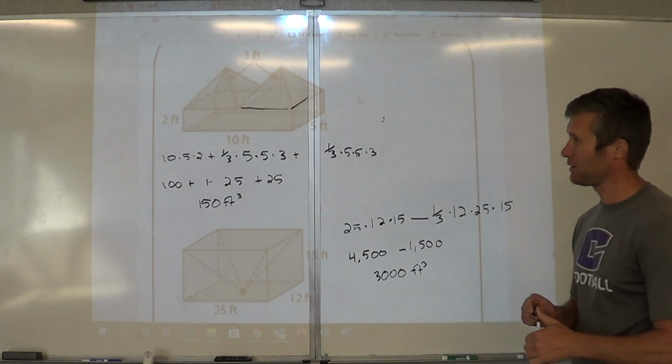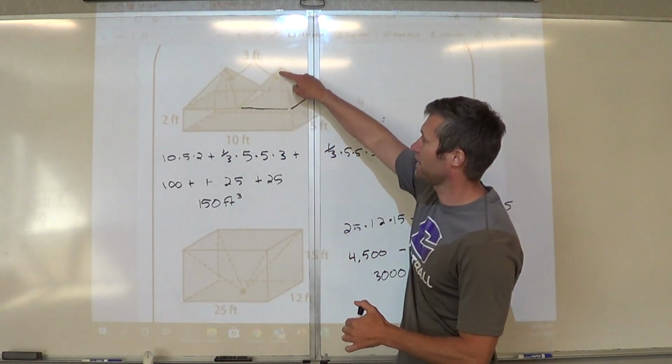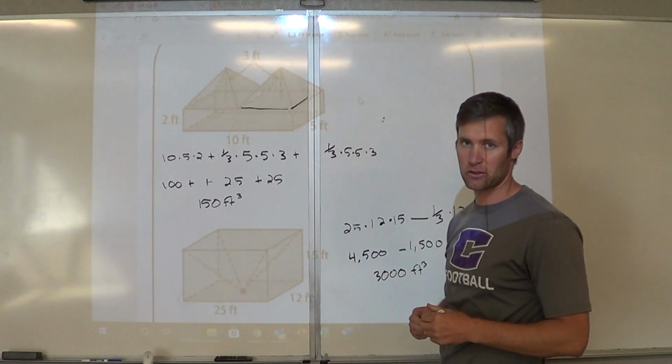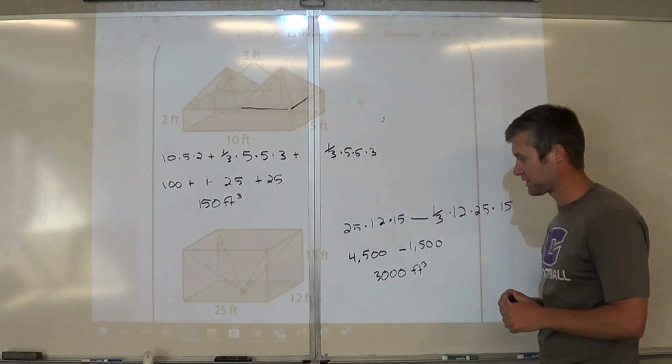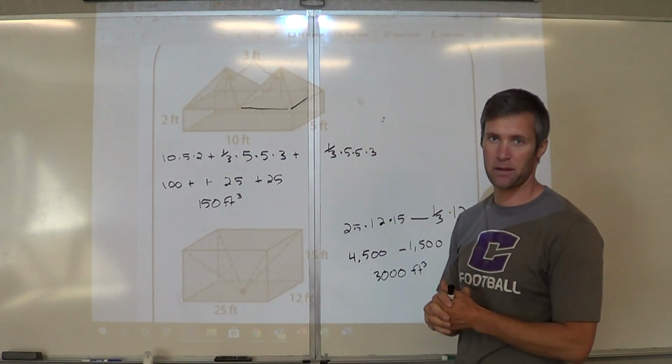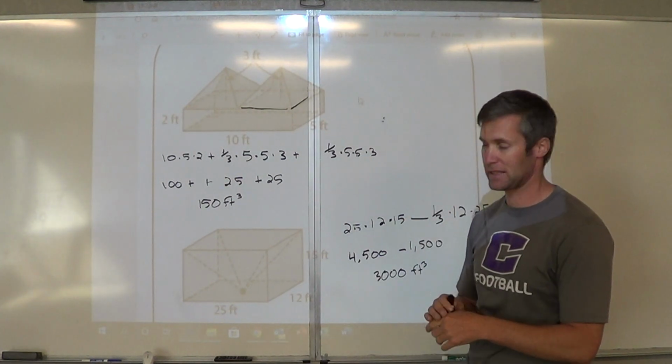So the biggest thing to pay attention to is, do they give us this height here? If they give us the slant height, we may have to use the Pythagorean theorem again to solve, like we did on the previous assignment. So be aware of that, but to find the volume of a pyramid, it's 1/3 the area of the base times the height.